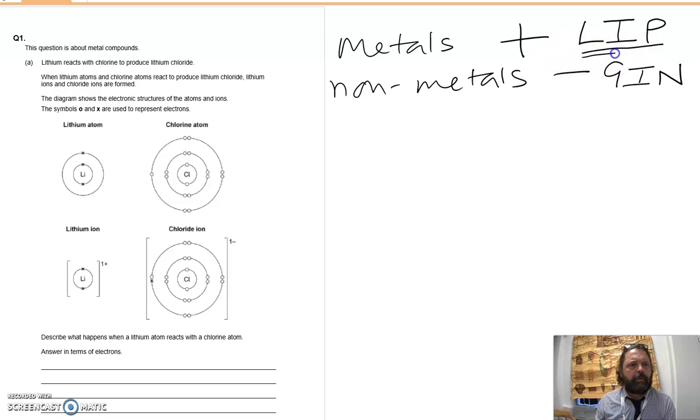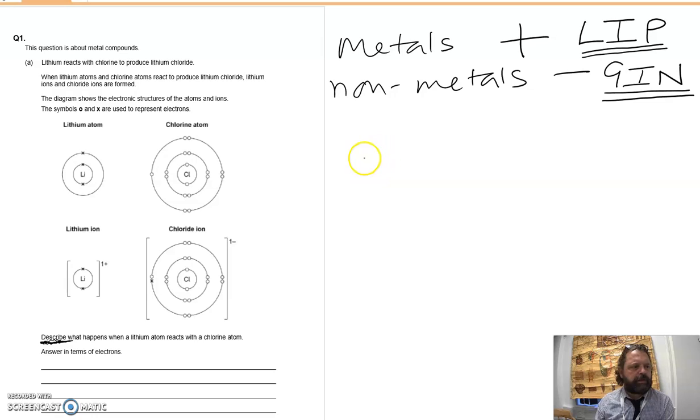So we're going to remember our charges on our ions with this acronym, LIPGIN. Losing is positive, gaining is negative. In this question we're being asked to describe what happens when lithium reacts with chlorine. Our command word here, describe, I'm not saying why does something happen, I'm saying what happens, and look at the note underneath. I need to answer in terms of electrons.